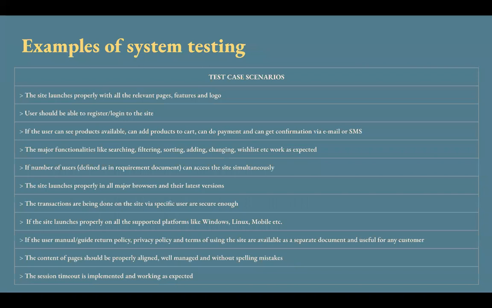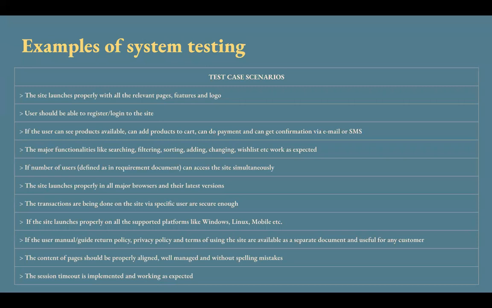Last, we have system testing examples. Here are some test scenarios for an e-commerce site. Like the site launches properly with all the relevant pages, features, and logo. Users should be able to register or log into the site. The user can see products available, can add a product to the cart, can do payment and get confirmation via email or SMS. The major functionalities like searching, filtering, sorting, and adding to a wish list are all working as expected.